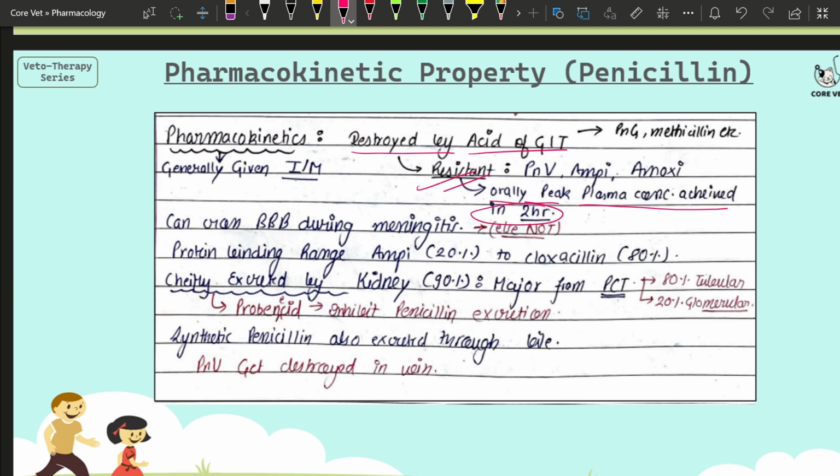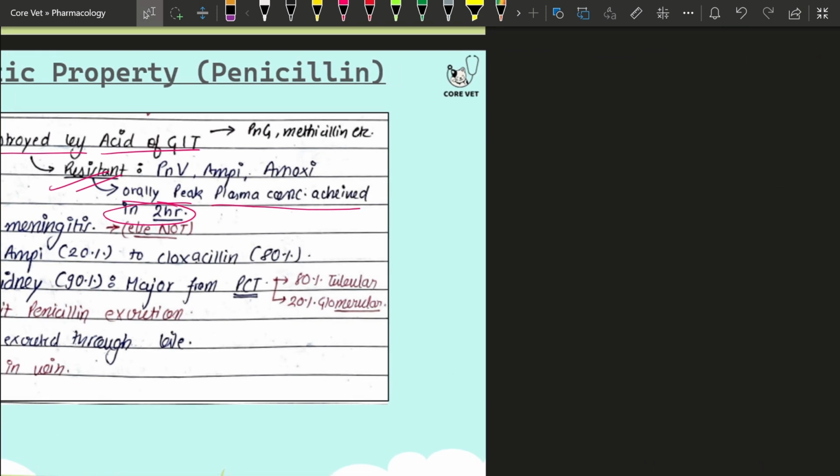The oral peak plasma concentration could be achieved in 2 hours by the acid resistant penicillin. And generally the penicillin is given through the intramuscular route. And we all know when there is inflammation of blood vessels, they become more permeable.